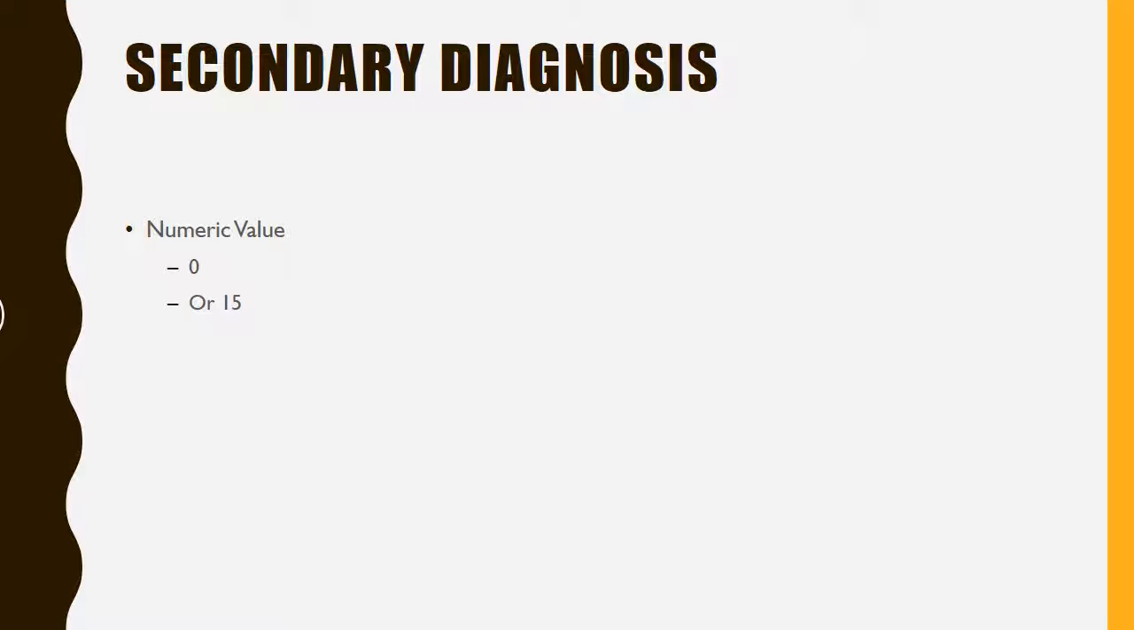Secondary diagnosis is scored as 15 if more than one medical diagnosis is listed on the patient's chart. If not, the score is 0.